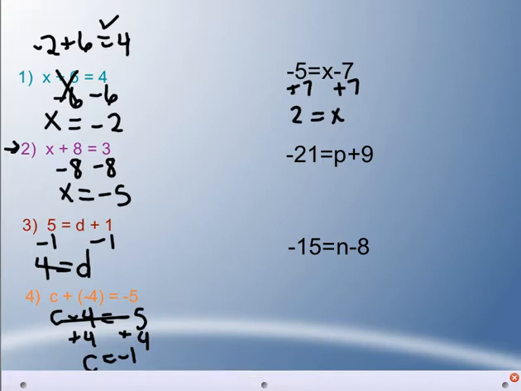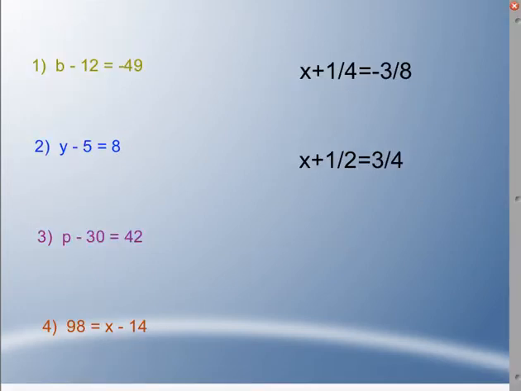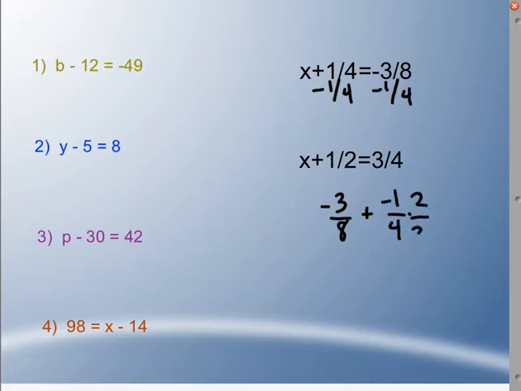To continue on with this lesson, let's try some of these fraction ones. If I have x plus 1/4, I need to subtract 1/4 on each side. But we don't have a common denominator, so I need to take my -3/8 plus my -1/4, and I need to get common denominators. I'm going to multiply this one by 2/2 to get a denominator of 8, so that I have -3/8 plus -2/8, and I have -5/8.